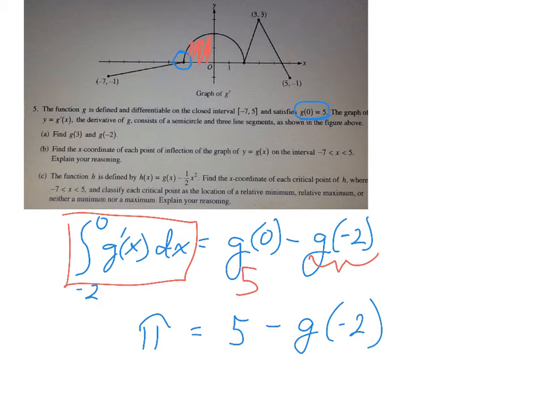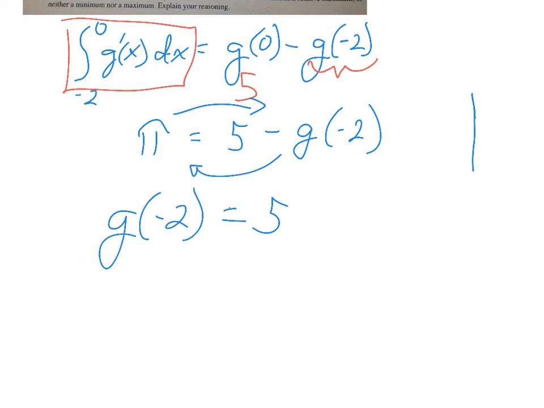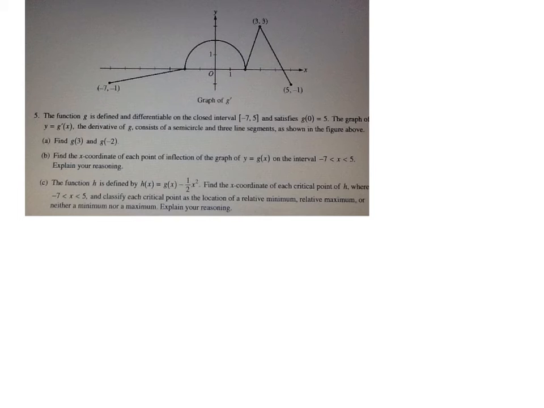All right, now I want to find g of 2. I'm going to just slide this up. So we're going to find g of 2. I'm going to actually move my g over and move the pi over here. So we get g of negative 2 is 5 minus pi. There's our first two. Okay, let's keep going.